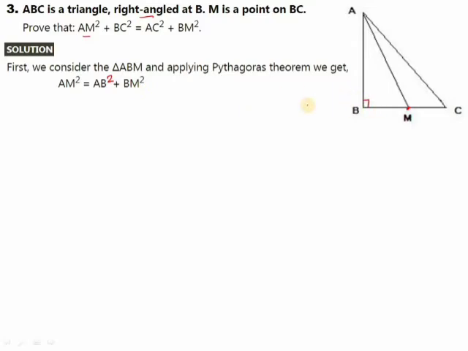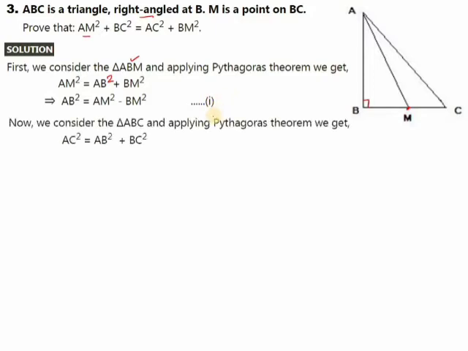Okay, so this is your Pythagoras theorem in triangle ABM. Now see from here, can you see that AB square is AM square minus BM square, if you take BM square out here? Yes, so let me call this equation number 1. Simple. All right, so now we'll consider another right angle triangle.